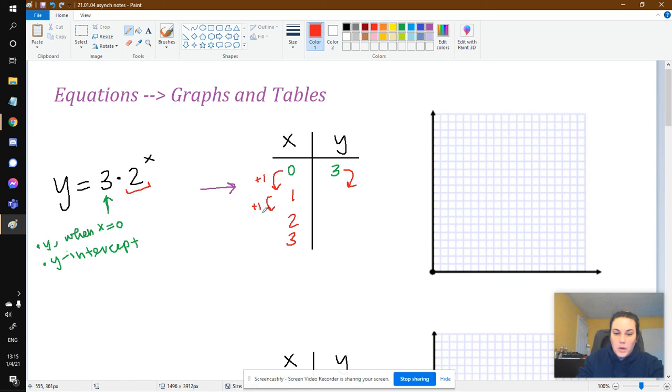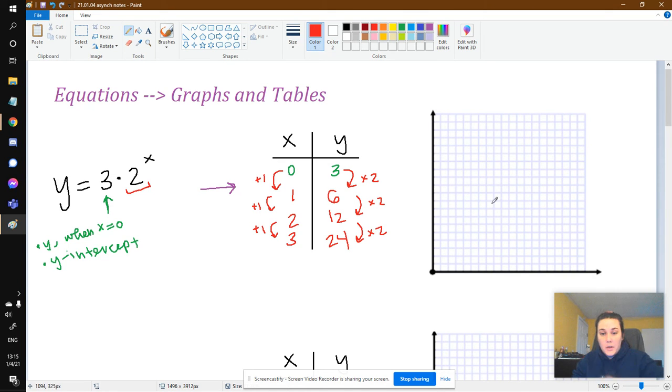Right, we just add 1 every time, no problem. And on this side, we're going to multiply by 2, because that's what our equation says is the thing to do. So 3 times 2 is 6, is 12, is 24.